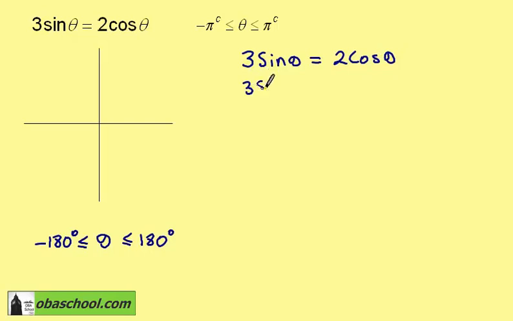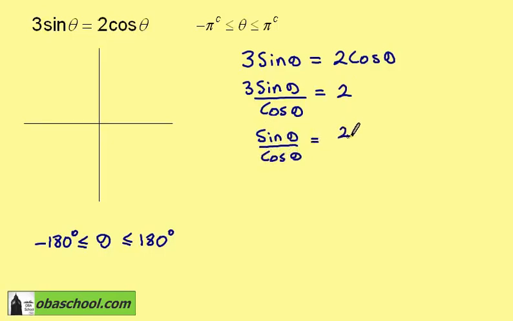Dividing both sides by cos theta gives 3 sine theta over cos theta is equal to 2, and now dividing both sides by 3, we get sine theta over cos theta is equal to 2/3. We know that sine theta over cos theta is tan theta, so we get tan theta is equal to 2/3.